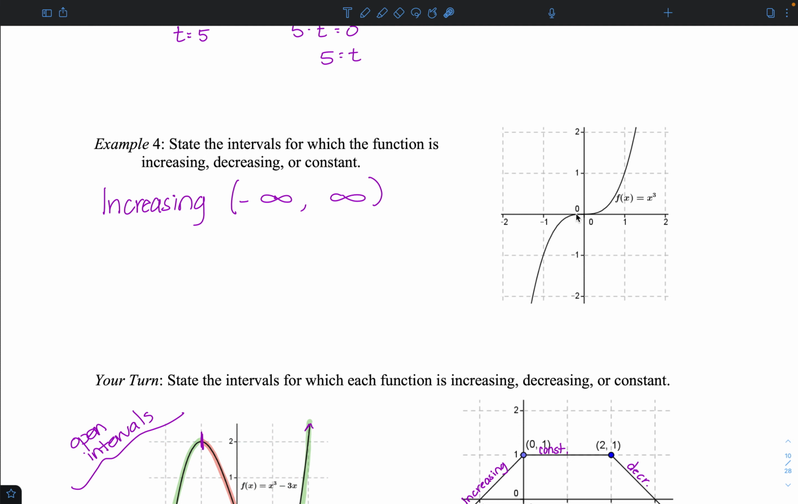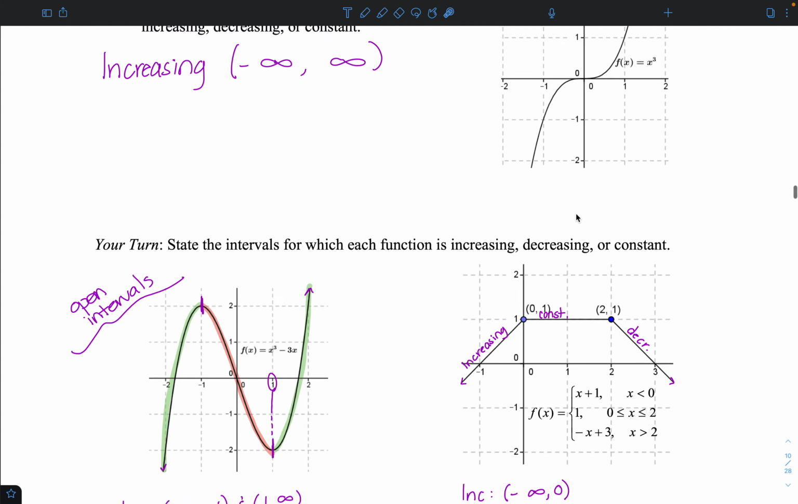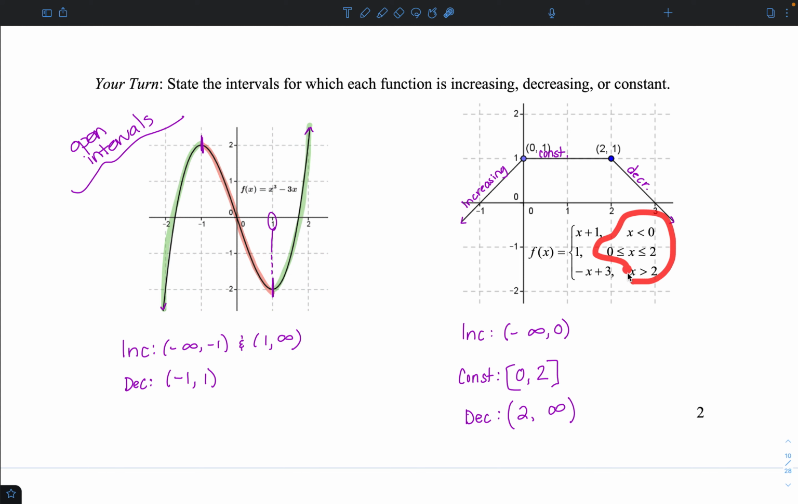Okay? So let's take a look at something a little bit different where we have a little more fun with it. So the first your turn. Now, I will say, let's just do this over open intervals, meaning I don't have to worry about parentheses or brackets. However, if you ever get a piecewise function, you will need to worry about brackets or parentheses based upon what the piecewise function says.